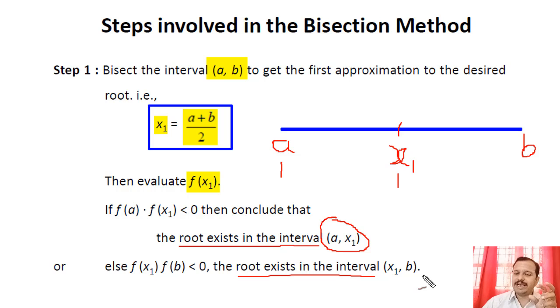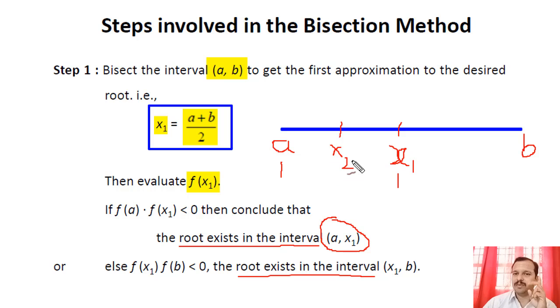If the root exists in between x1 and b, in that case we use the same formula with a as x1 and b as it is, and subdivide the interval. Get the second approximation. So this is the second step. The most important thing you have to observe: after getting x1, find f of x1 and look at its sign. If f of a and f of x1 are of opposite sign, use the same formula with b replaced by x1. Then you will get another point that we call x2, the second approximation.